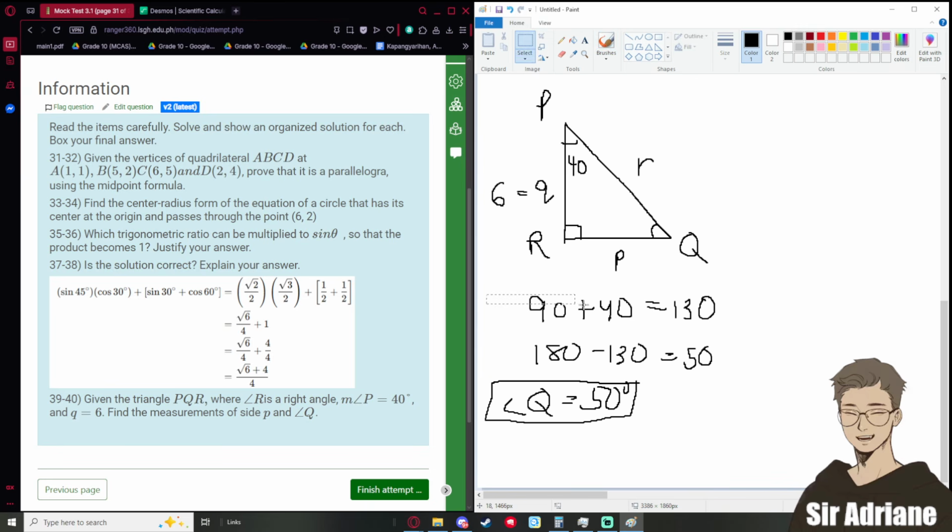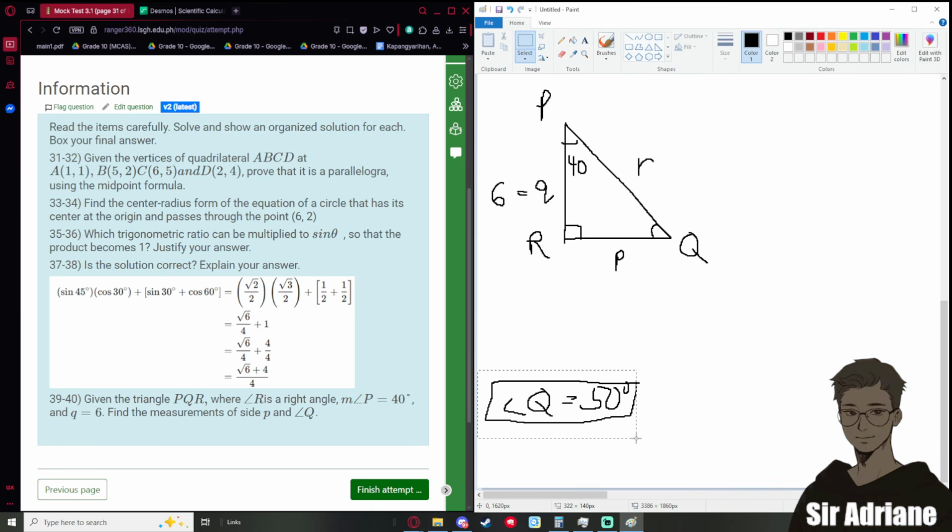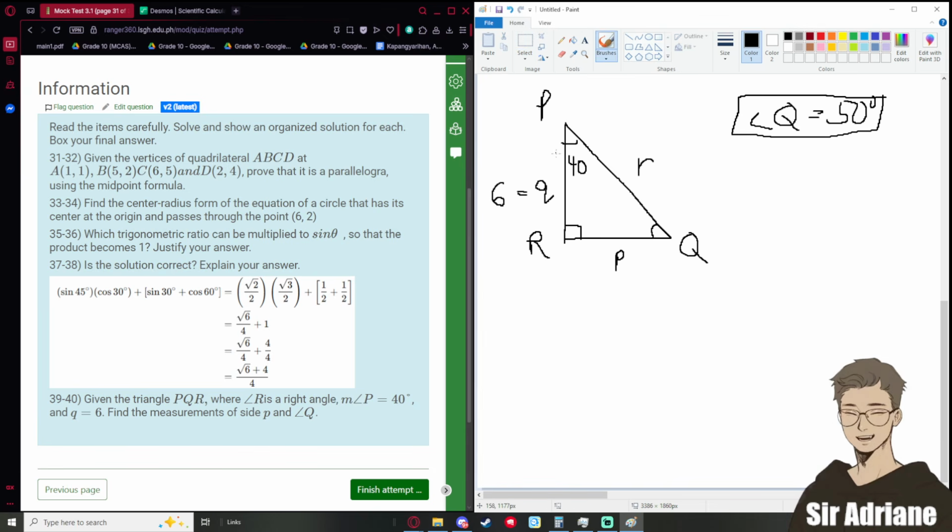And what about the measure of side P? So side P, we are given this angle 40 degrees. Now we're looking for the opposite side based from that reference angle. Also, we are given the adjacent side, which is Q. So opposite and adjacent, the trigonometric function that we need to use is tangent. From our SOHCAHTOA, tangent theta is equal to the opposite side over the adjacent side.